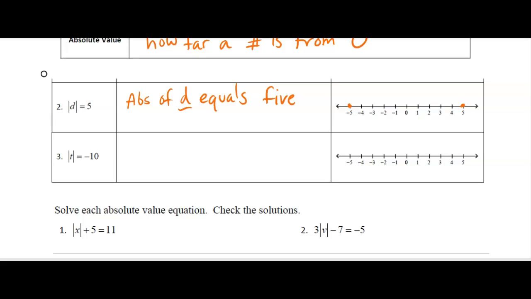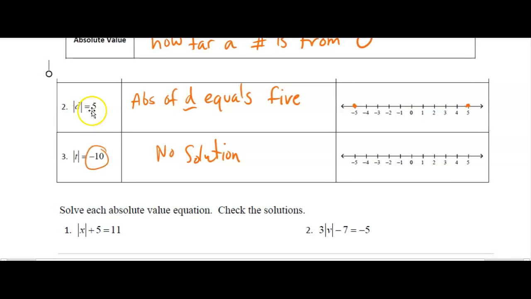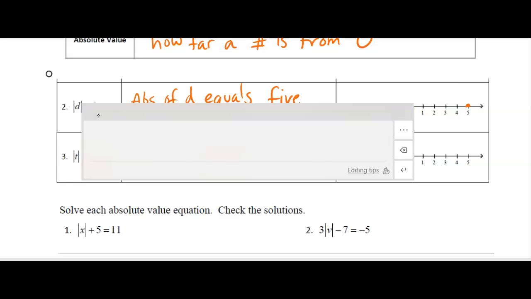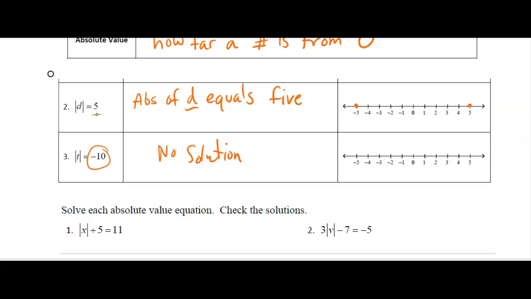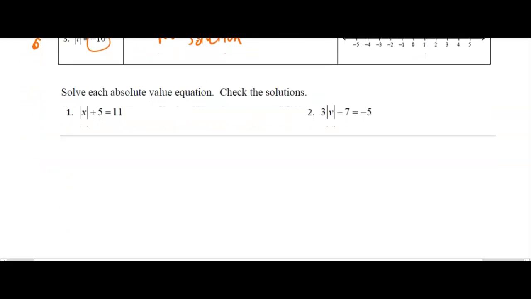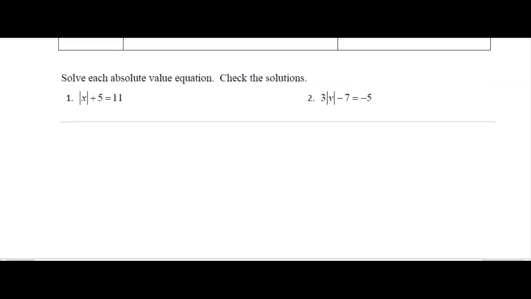Now we did number 3 to point out that you can never take the absolute value of a number and have it be negative. So this one would have no solution. Okay? Whenever we take the absolute value of a number, that answer is always positive. So we have a +5 that lets us do this one. That one's negative. We can't do that one. So let's move on to some solving, and that says check the solutions.